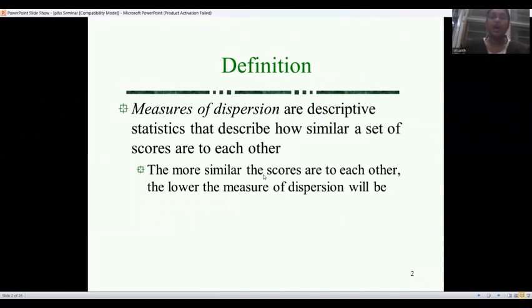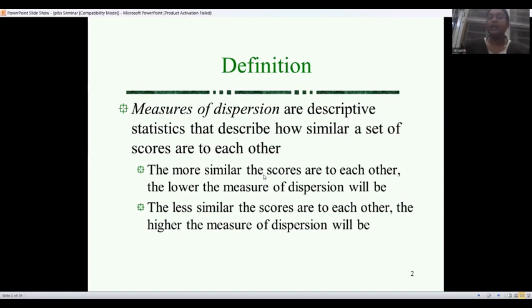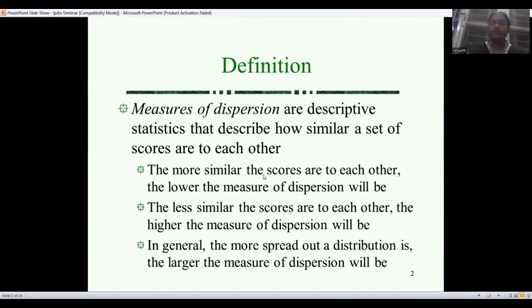Measures of dispersion are descriptive statistics that describe how similar the data are to each other. The more similar the scores are to each other, the lower the dispersion will be. If there is a large difference between the scores, then the dispersion will be high. In general, the more spread out a distribution is, the larger the dispersion will be.